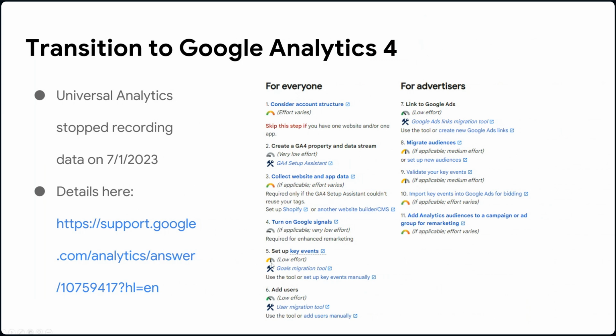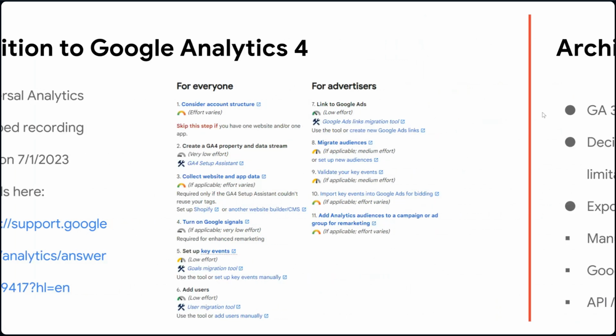There are other steps here, like for instance, you should turn on Google Signals, which gives you additional information. Also helps with retargeting campaigns and things like that. You can add new users in Google Analytics 4. You can link it to Google Ads, migrate audiences, etc. Right. But anyways, this list is available in Google Analytics 4, so you can go there. You can click on each one of them, and Google will clearly explain what needs to be done. But I guess most of you have already transitioned, so I will not spend more time on this.